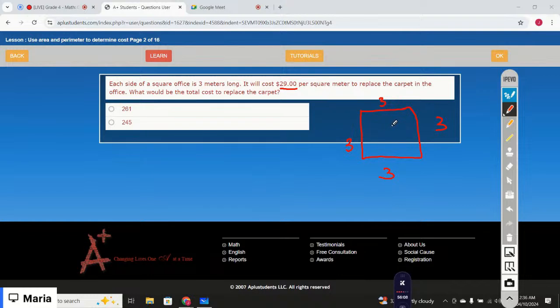You have to calculate the area of this square. So area is 3 times 3, that is 9. Now you have the area of this office, right? You need to multiply it by the cost of the carpet. The carpet is $29 per square meter. So you have to do 9 times 29. 9 times 29 is 261.